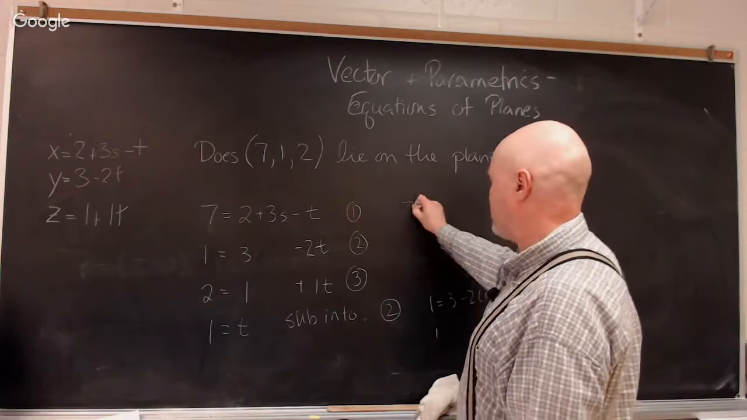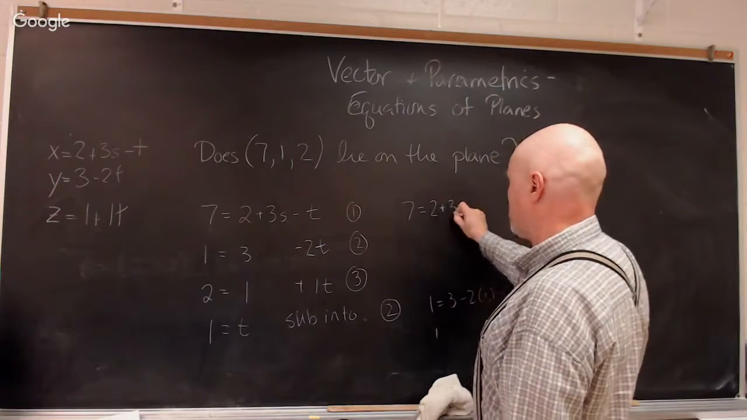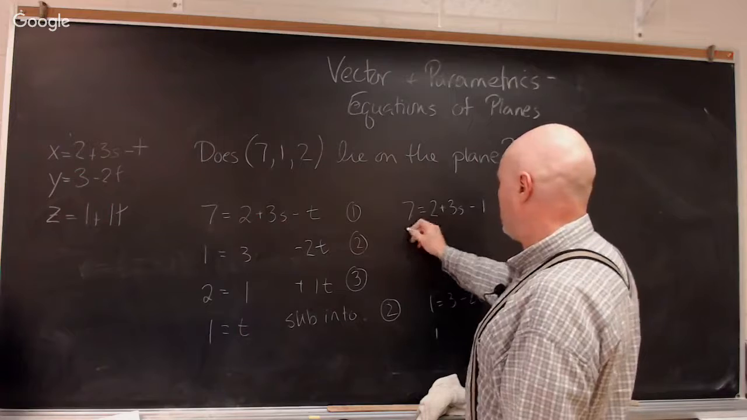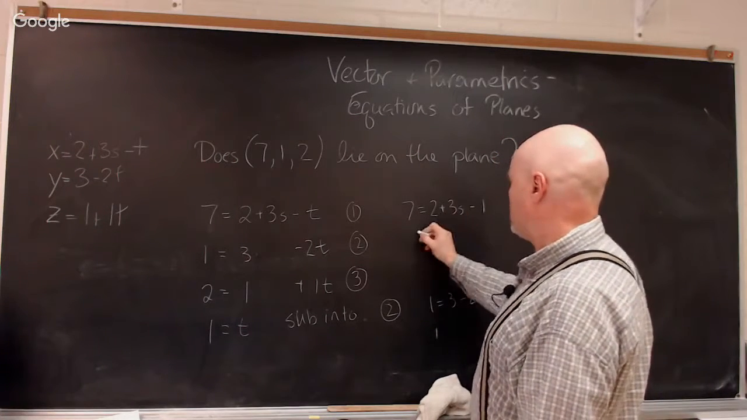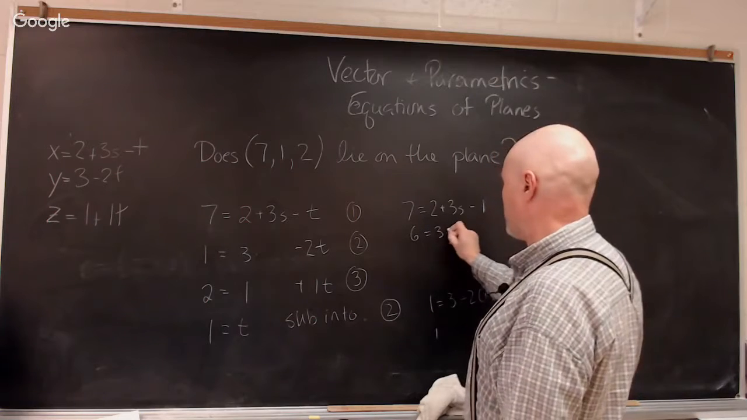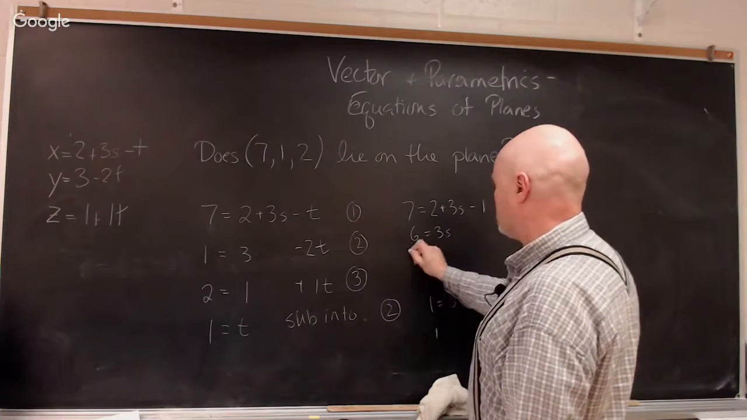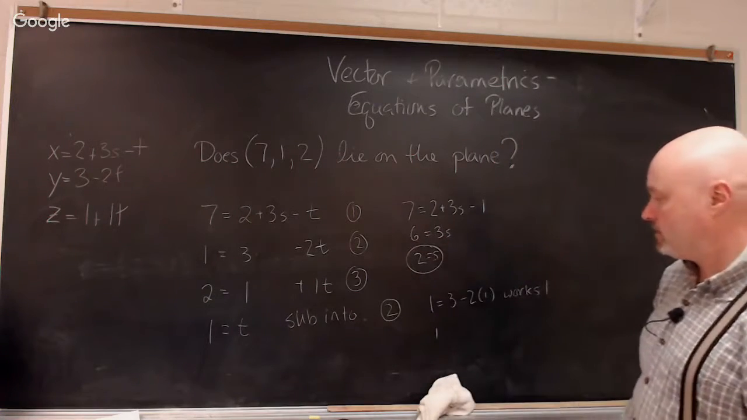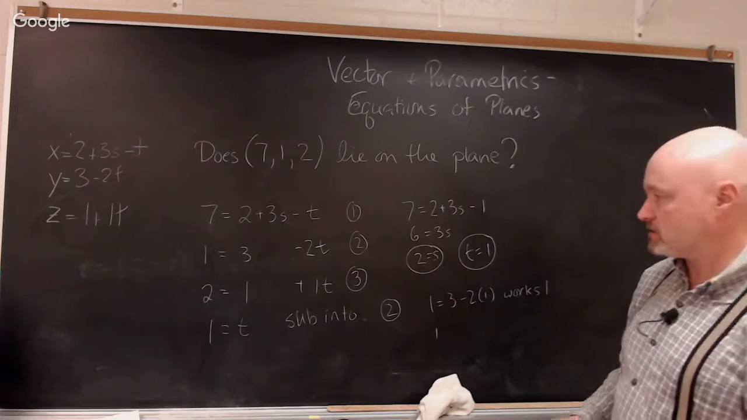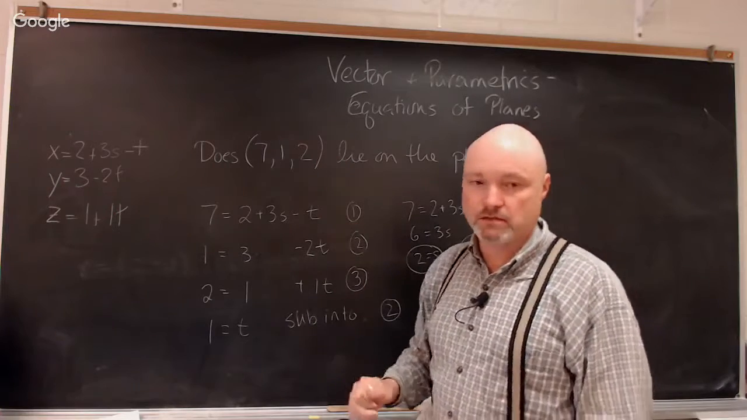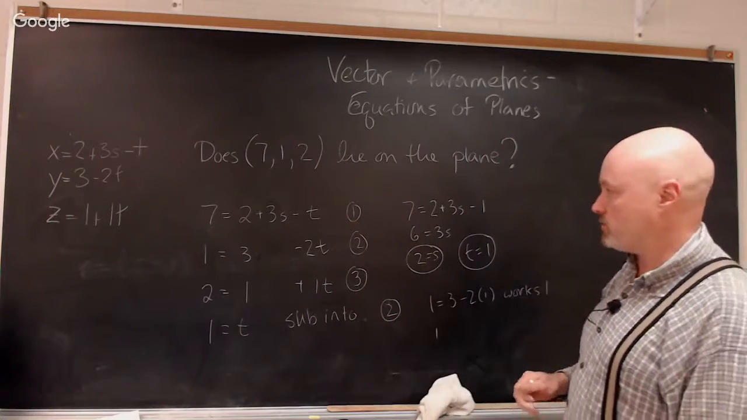And if I put my next value in, 7 equals 2 plus 3s minus 1. So that's 6 equals 3s. S is equal to 2. T is equal to 1. Everything's consistent. 7, 1, 2 does lie on the plane. It's just a matter of picking the right s value.